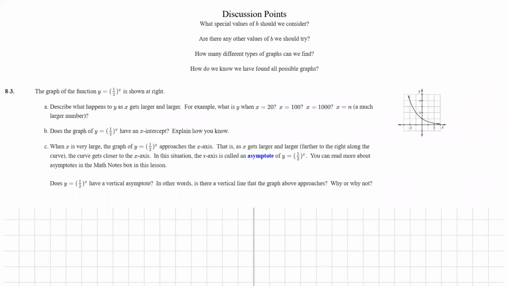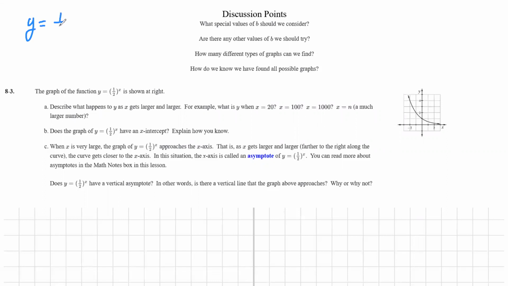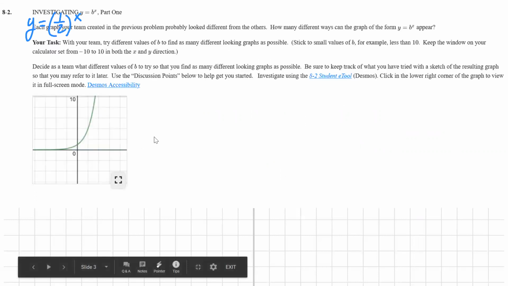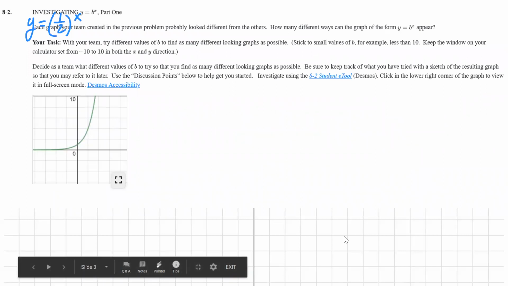So let's go back to slide 3 here. The graph of the function y equals 1/2 to the x is shown right here. So we're going to graph this. We should have done 2 to the x. That's what we needed to do. Let's back up a little bit. I got ahead of myself. I was wondering where we do that. So I'm going back to number 2. Let's do y on your paper equals 2 to the x.